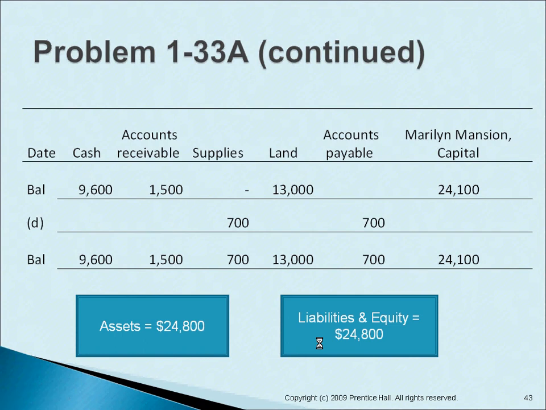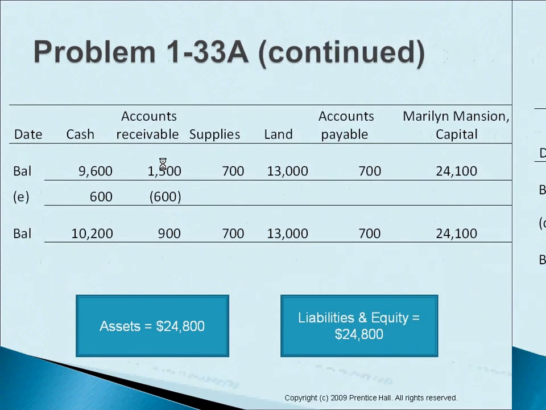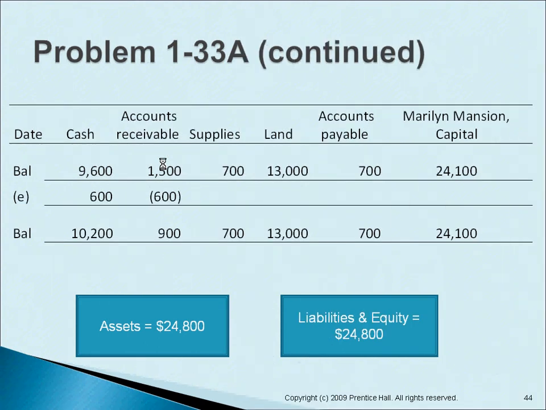Letter E, we've collected cash from a customer on account. Remember earlier I said accounts receivable represents monies that are owed to us by our customers. So if a customer is paying us $600, then our cash is going to go up $600 and our accounts receivable will go down by $600. You'll see at the bottom here the assets and the liabilities are still in balance.